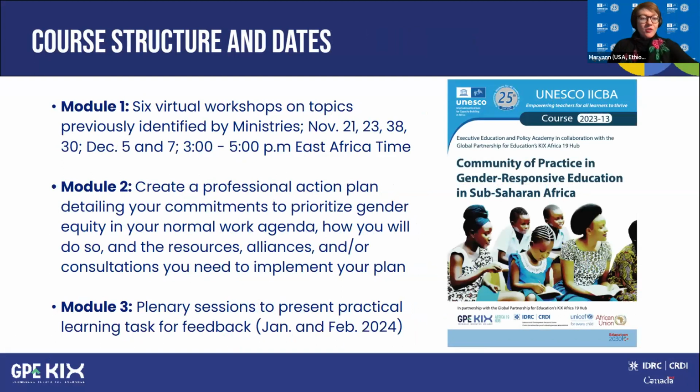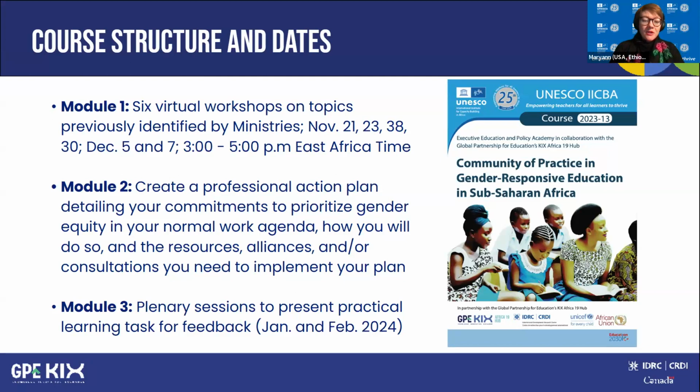Some of you may already know this, but if you don't, this is a quick overview of the 3 parts of this course. Right now we're part of Module 1. Module 1 is a series of 6 workshops on topics that you identified previously back in August and September when you took a survey. These workshops run starting from last week up until the 7th of December. So there are 6 workshops total.